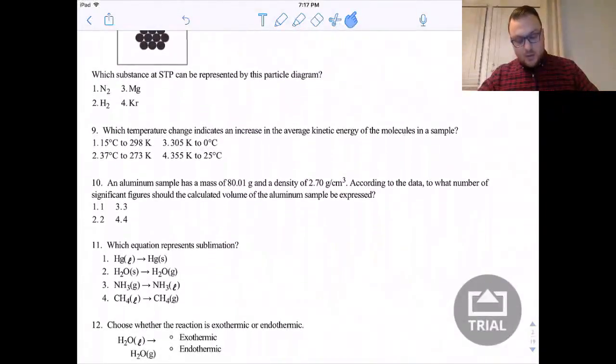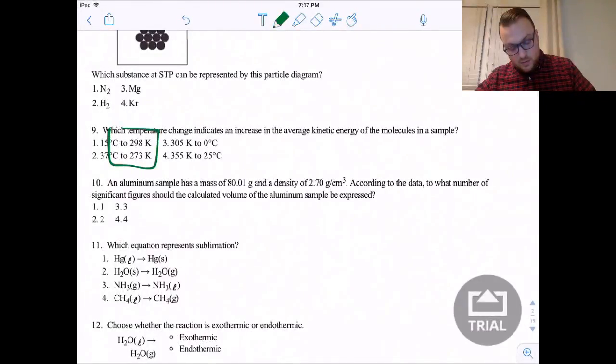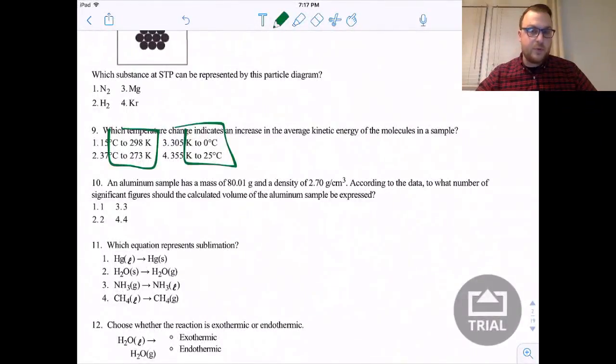A tip for question 9: anytime your temperature units don't match, like here, convert them so they're both the same. Because you might think 305 Kelvin to 0 Celsius is a huge change, but they're 2 different units, so you don't know if that's actually a 305 degree drop or really what ends up being like a 30 to 40 degree drop. So always make sure your units match each other when you're doing a problem.